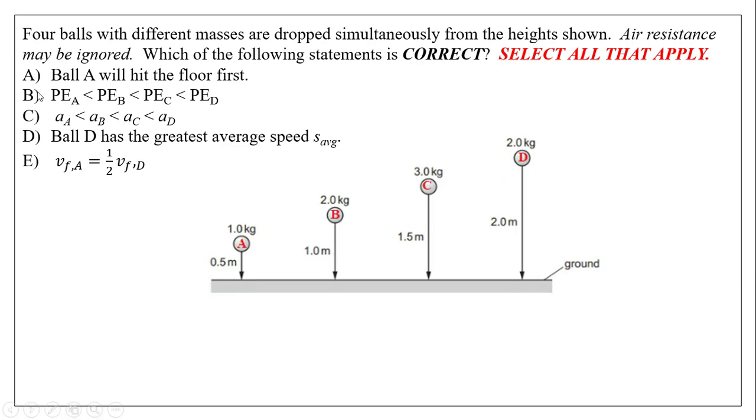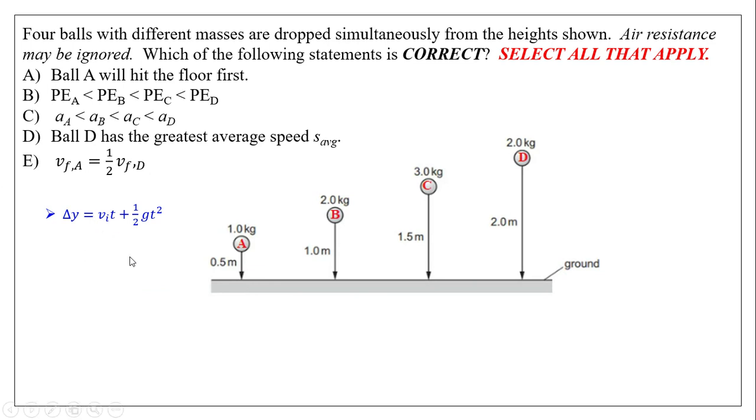For choice A, it says ball A will hit the ground first. I would say that would be a true statement because it has the least amount of distance to travel. Just by using common sense, I would say that choice A is true. I'm going to go ahead and highlight choice A in just a second.